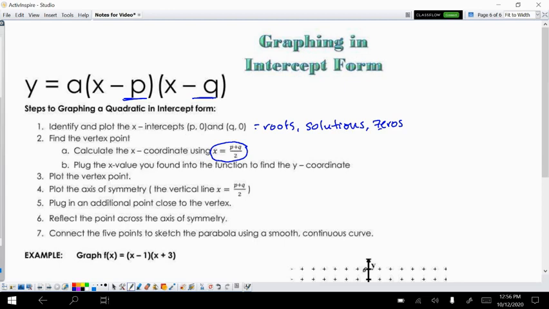Once you know that x-coordinate, you plug it in. That will give you the y-coordinate of the vertex. You've got the axis of symmetry. And then we're going to find one more point and reflect it to graph our parabola.